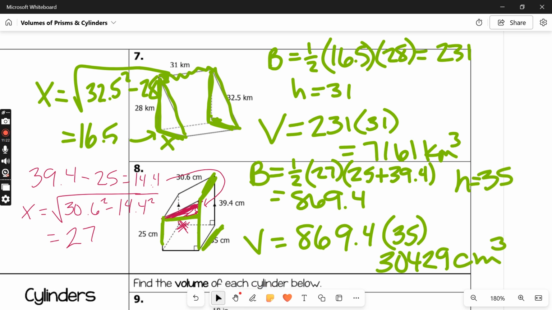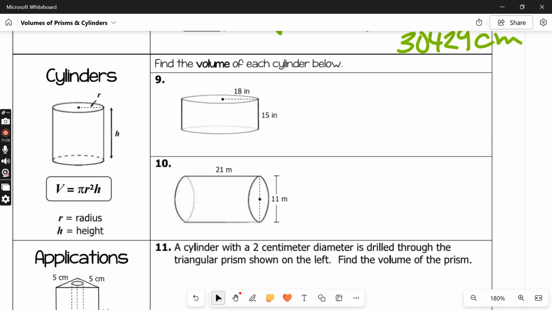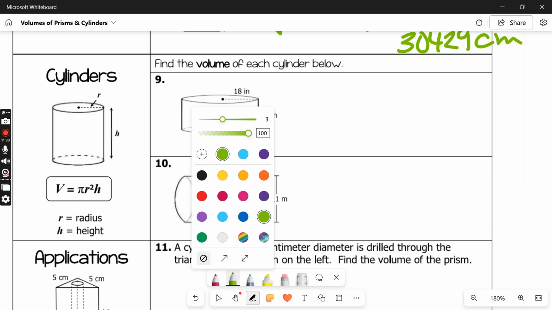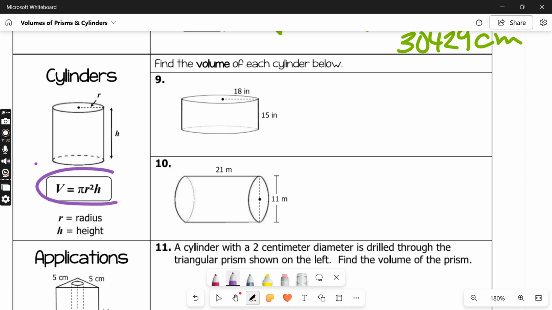Okay, so rectangular prisms, nice and to the point. Triangular and trapezoidal, well, those are a little crazier. Cylinders are nice and pretty. We go back to having a nice, great formula for them. So our formula for cylinders is pi times the radius squared times the height. So we just need two things. We just need the radius, so from the center to the edge, and the height, connecting the two circles.